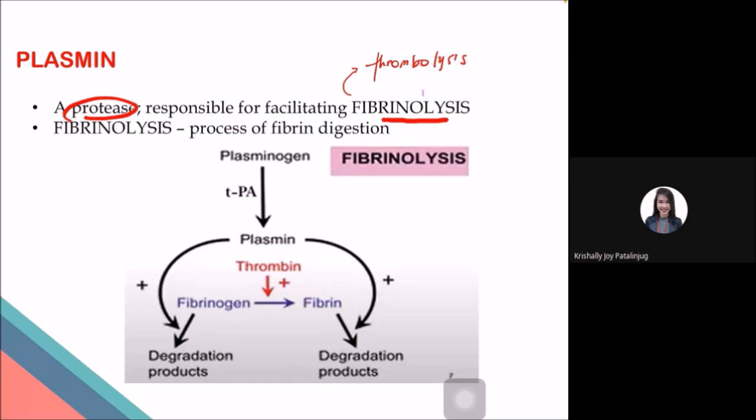Now, when we say fibrinolysis or thrombolysis, di ba, as the term suggests, when we say lysis, it means breaking down, di ba? I-break down natin yung isang material. So, we are breaking here what? Fibrin. Kasi nga, fibrinolysis, we're breaking here the fibrin that was formed. So, sisirain yung bridge na na-form. Okay, and common sense, kapag nasira yung bridge, that will cause deaggregation, no? Deaggregation or disaggregation of the clot.